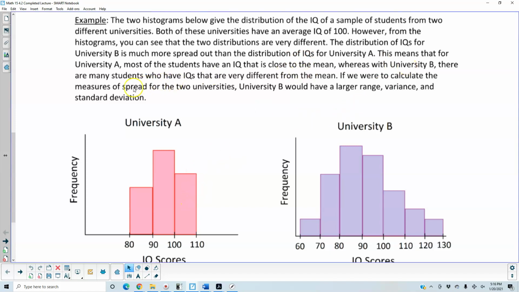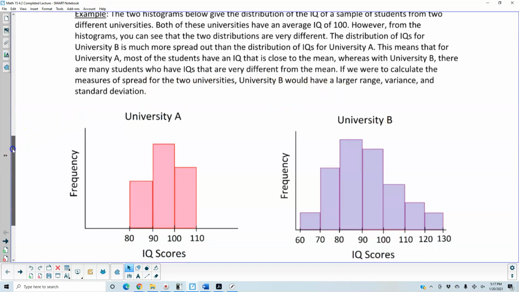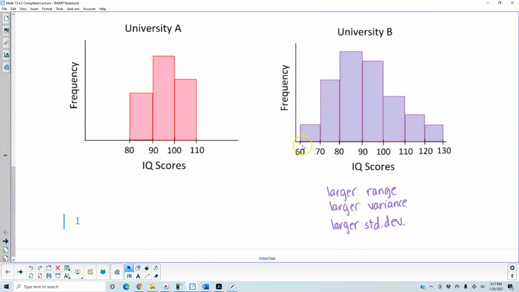This means that for University A, most of the students have an IQ that is close to the mean, whereas with University B, there are many students who have IQs that are very different from the mean. If we were able to calculate the measures of spread for the two universities, University B would have a larger range, variance, and standard deviation. So here you can see how University B would have a larger range, a larger variance, and a larger standard deviation.